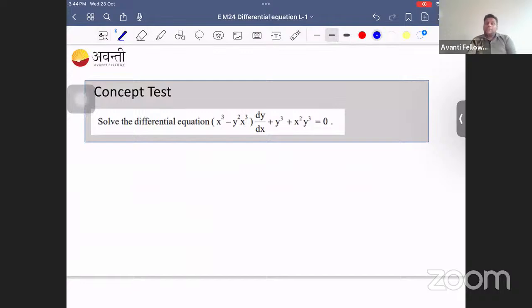Solve the differential equation. So take a moment, try to solve it on your own once. Quickly. Go through it quickly.